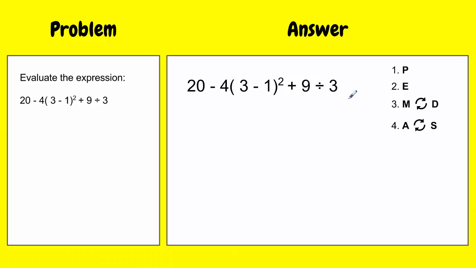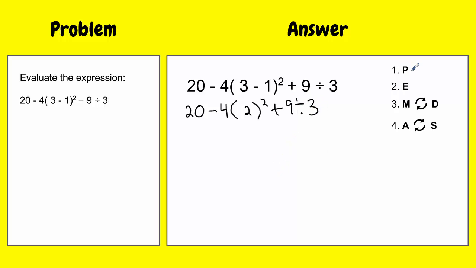So let's begin. Step 1 says to evaluate parentheses. So I look at the problem. If there are parentheses, I'm going to do that first. So I do have some parentheses here. So I'm going to do the operations involved in here. So here we have 3 minus 1. So that's what I'm going to do. So I just copy the rest as is. And then 3 minus 1 is 2. Then I bring down the rest as is.